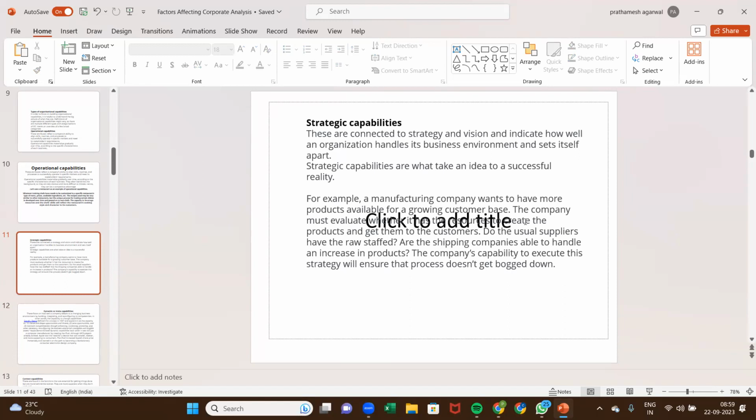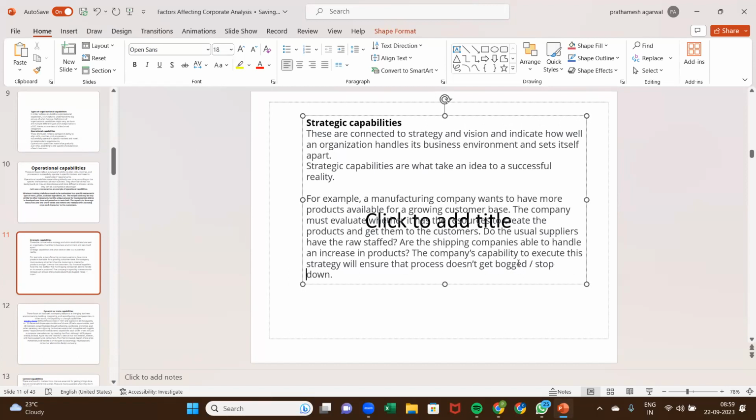Okay, now when they are going to make more product, when they're going to increase the manufacturing of the product, they have to begin from, okay, do the suppliers have enough raw material, right? Are the shipping companies able to handle an increase in products? If you're going to import raw materials, then the company's capability to execute the strategy will ensure that the process does not get bogged down. Bogged down, it does not. Bog means stop. Are you getting it?